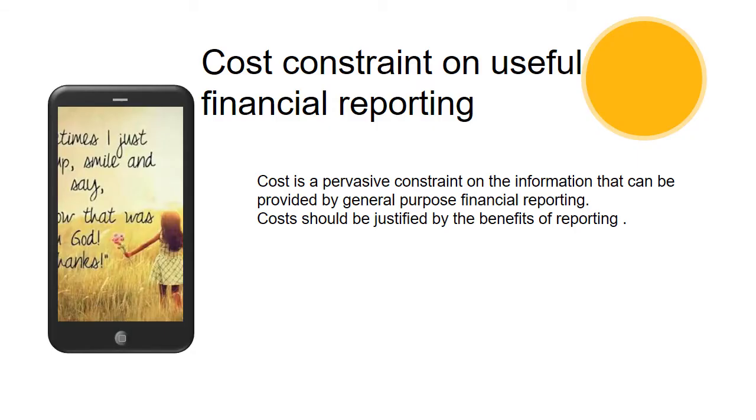Cost constraint on useful financial reporting. Cost is a pervasive constraint on the information that can be provided by general-purpose financial reporting. Kasi baka may mga information na hindi na mapoprovide sa general-purpose financial reporting kasi nga malaki ang may incur na cost and saka yung benefit hindi naman masyadong useful. Note that cost should be justified by the benefits of reporting. So that's why the entity should always analyze if the benefits that could be obtained from the financial information will exceed the cost that will be incurred in providing that financial information.